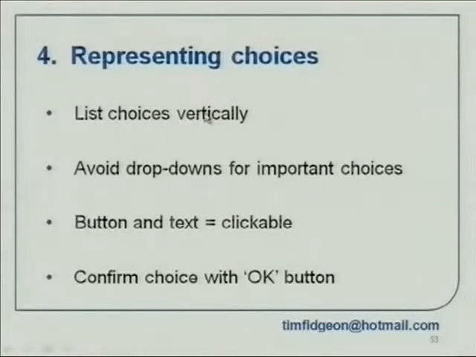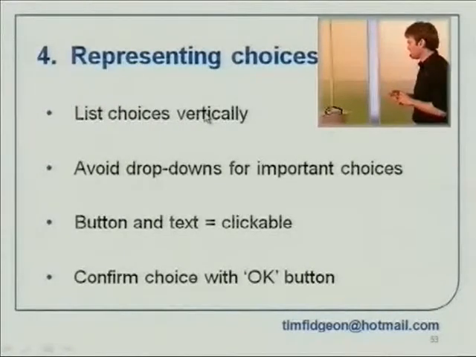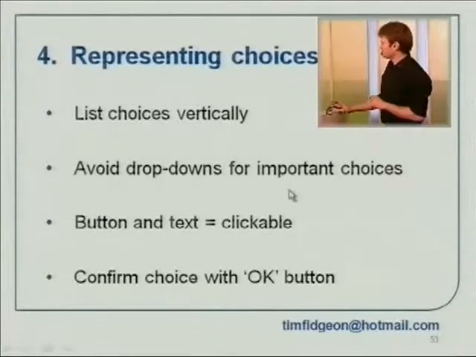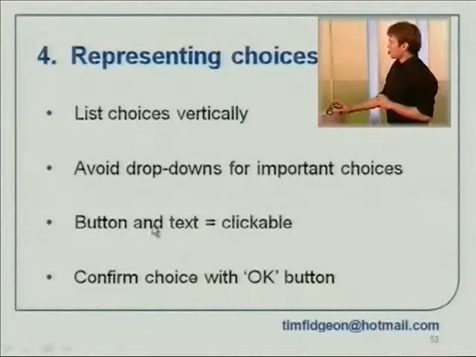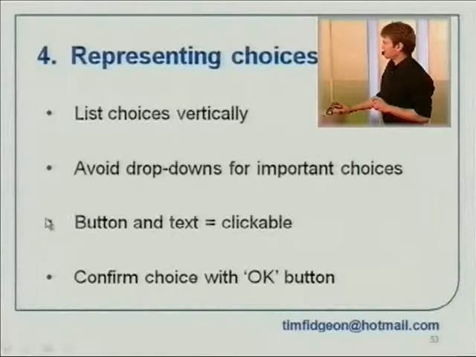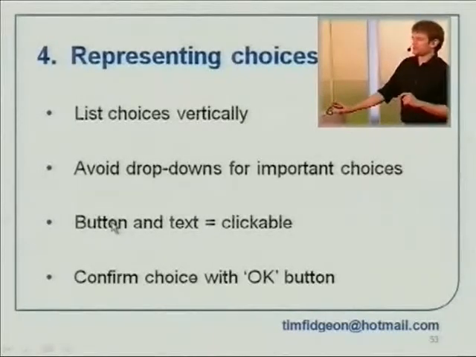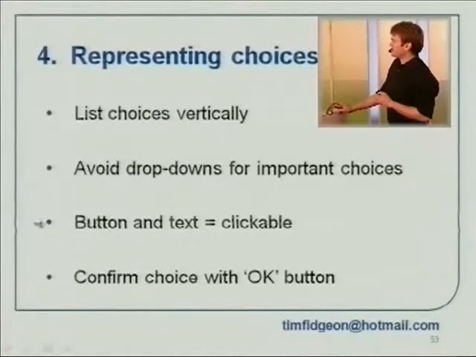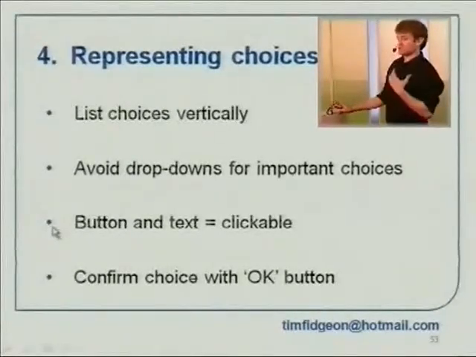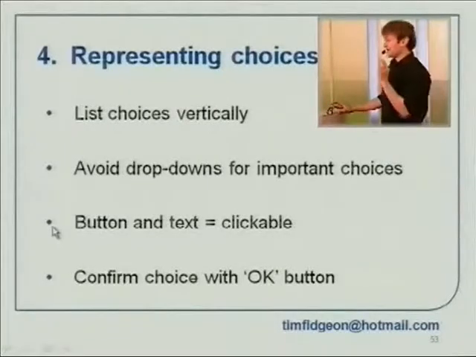So ordinarily you want to list choices vertically, because that's the way that people read a list of options, hence the word list. Avoid drop-downs for important ones, for the reason that we've just discussed. Say this was a checkbox or a radio button, and this is the label associated with it, for accessibility reasons, if I click the name, this should state change. So the checkbox would tick or untick if I had clicked the name.